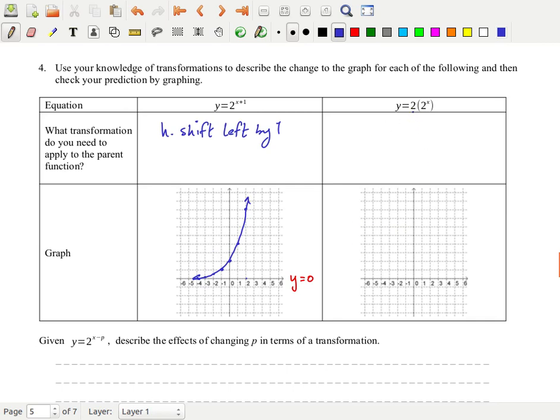Now, what about this one? We've already looked at this one before. This one is a vertical stretch by 2. So this was a horizontal shift. This one was a vertical stretch. They're very different. My asymptote is still in the same place. Vertical stretches have no effect on the asymptote. So now instead of being 0, 1, it's doubled to 0, 2. 1, 2 has doubled to 1, 4. 2, 4 has doubled to 2, 8. Negative 1, 1/2 is now at 1, at a half, at a quarter.